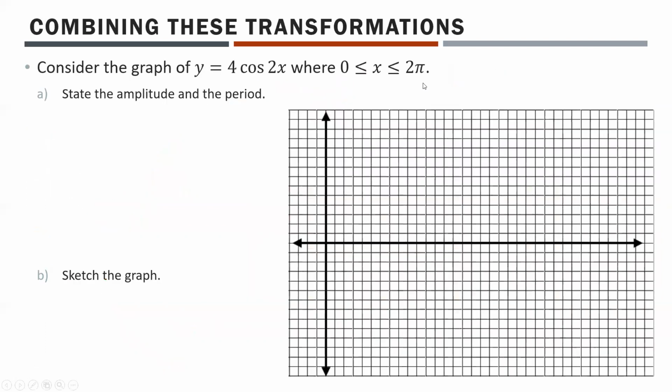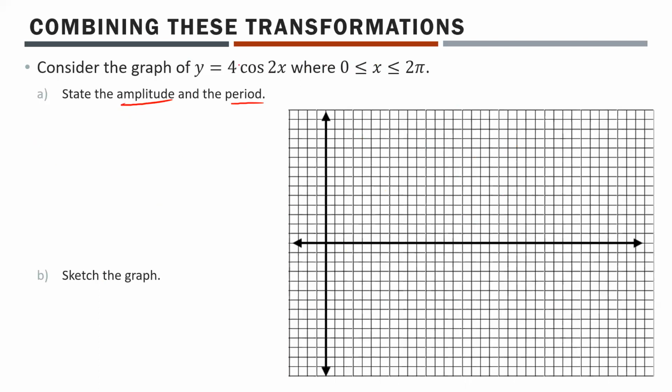All right, moving on. We're going to combine these transformations here. I know I've used up quite a bit of time already, but we'll try to get this done as quickly as possible, and this is important. Consider the graph of y equals 4 cos 2x, where x is between 0 and 2 pi. We have a blank graph here. We'll get to that in a second. But before we do that, let's determine the amplitude and the period.